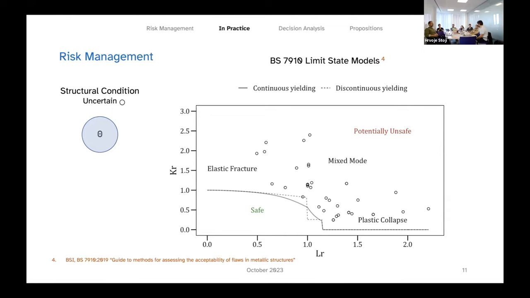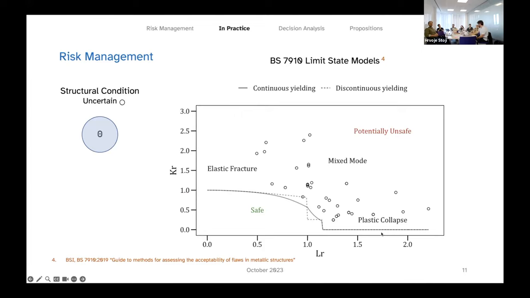There's no underlying physics. It's finite element simulations, modeling, and then testing, constructing these lines. These dots are not labeled on this plot. These are set points where you've experienced failure in a particular geometry, a plate with a crack. They do the calculations of LR and KR and find out where it's failed. And then they draw these lines, which we assess to in the standard.